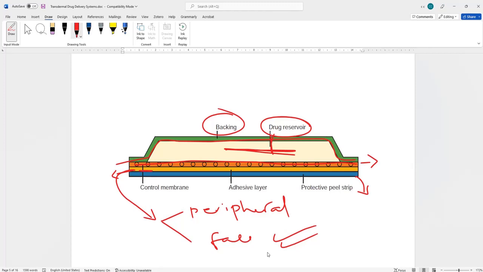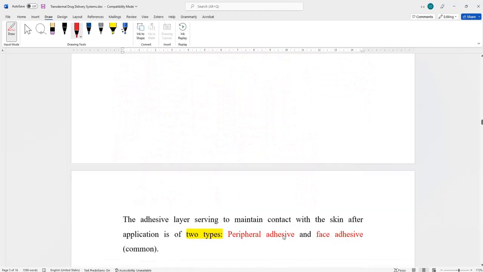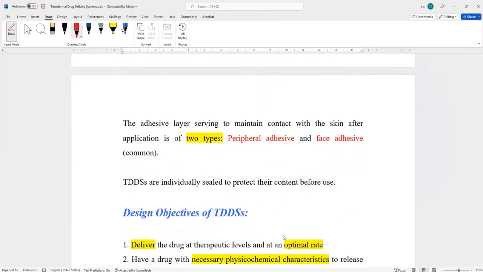Peripheral means that the adhesive will be only in the peripheral area, to not be the whole face of the transdermal system, okay, transdermal patch. No, only in the edge. That's why they call it peripheral. أما الفيس, it's the whole thing. طبعا الفيس is preferred in that sense because it can stick better to the skin and it's the more common.